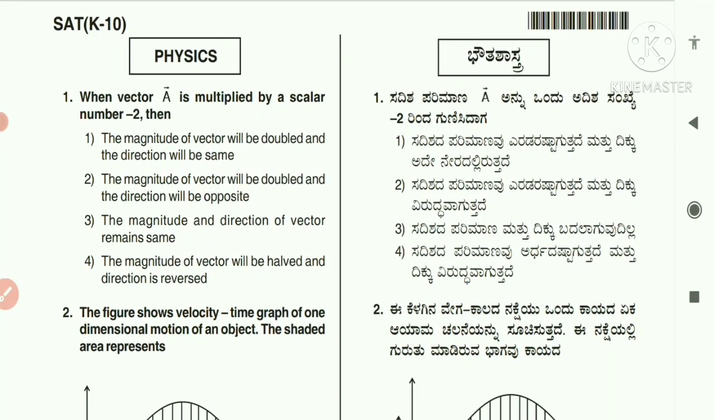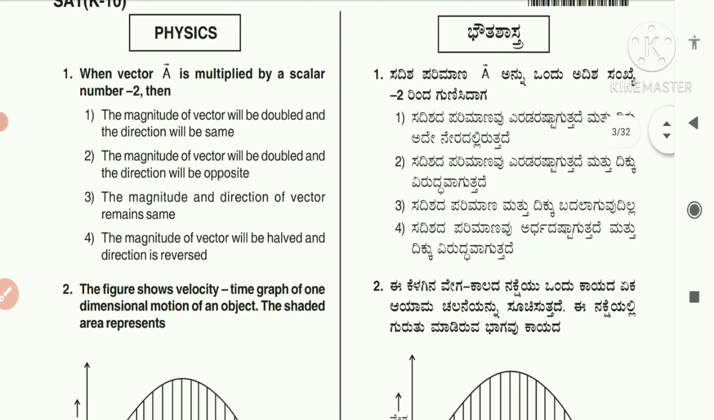First one. When vector A is multiplied by a scalar number -2, the options given are: Option 1, the magnitude of vector will be doubled and the direction will be the same. Option 2, the magnitude of vector will be doubled and the direction will be opposite. Option 3, the magnitude and direction of vector remain the same. Option 4, the magnitude of vector will be half and direction is reversed.